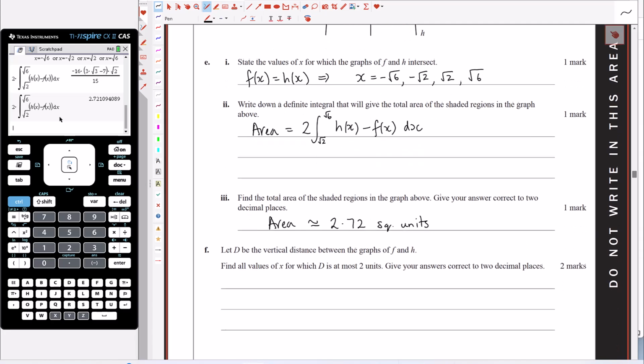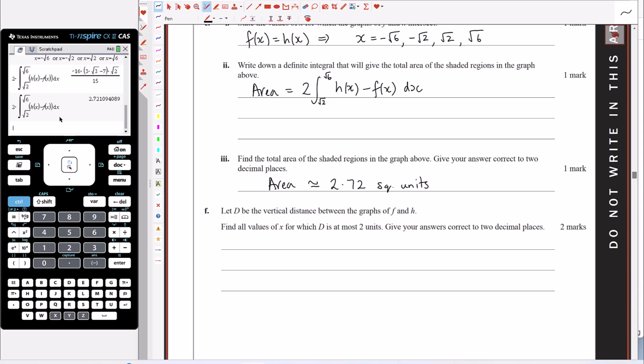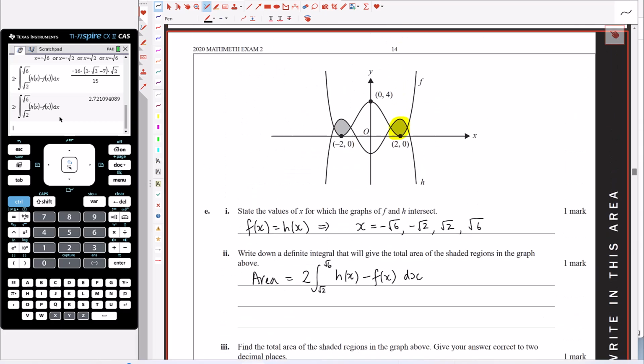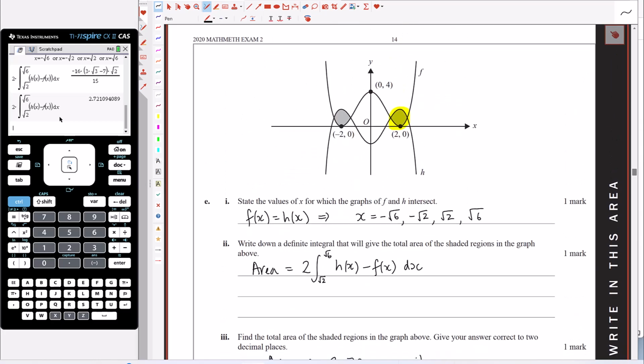Okay, let D be the vertical distance between the graphs of f and h. Find all values of x for which D is at most 2 units. Give your answers correct to 2 decimal places. Okay, so the vertical distance is just going to be the difference between the two functions. So h of x minus f of x, or f of x minus h of x.